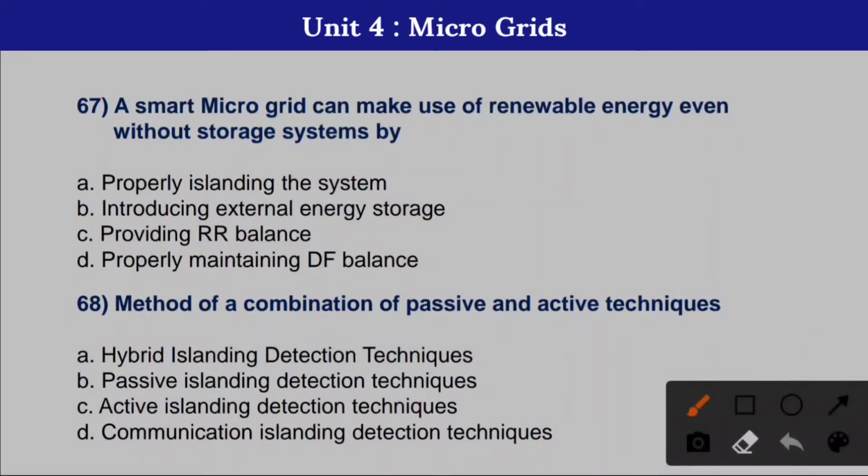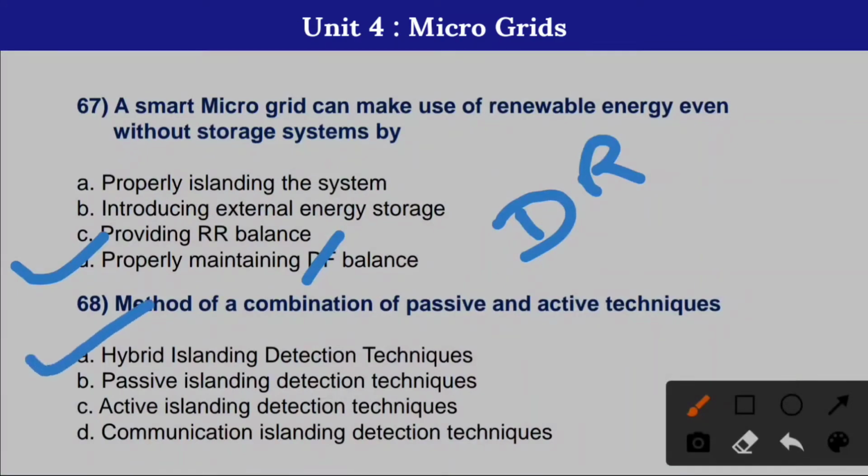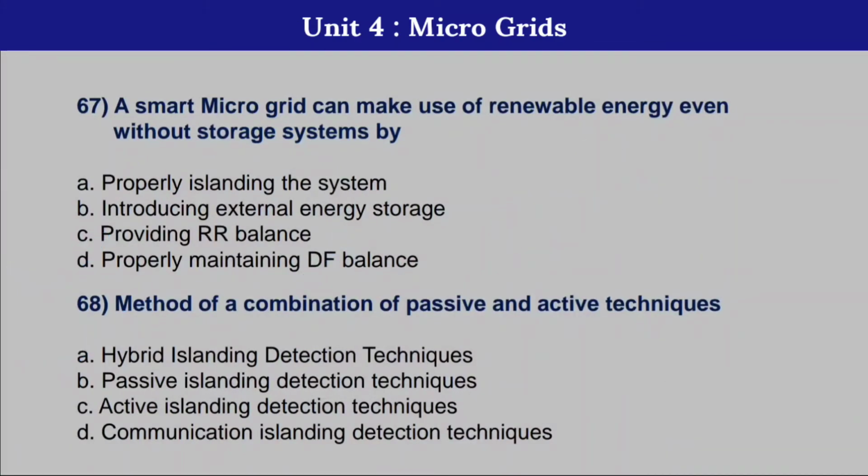67. A smart microgrid can make use of renewable energy even without storage system by. Here correct option is option number D, properly maintained DR balance, means demand and response balance. 68. Method of combination of passive and active techniques. Here correct option is option number A, hybrid islanding detection techniques.